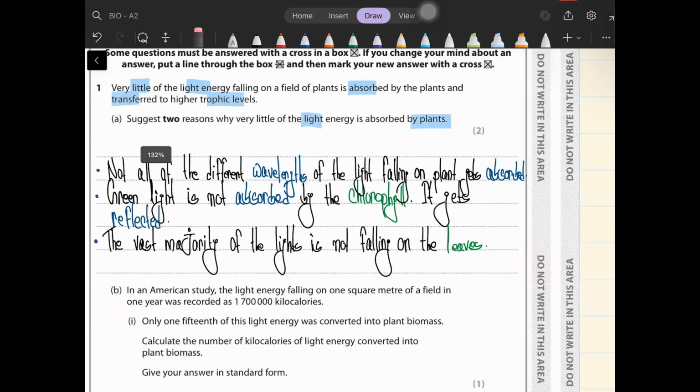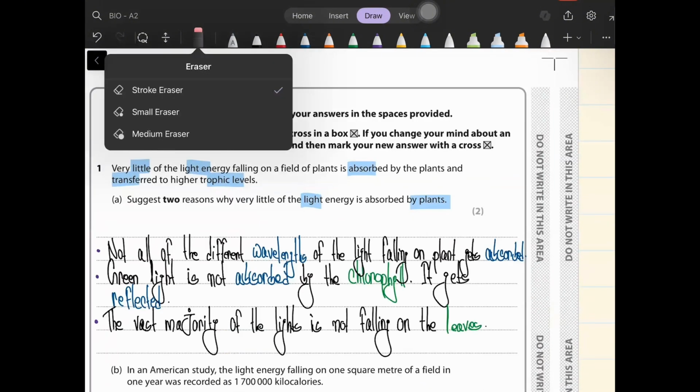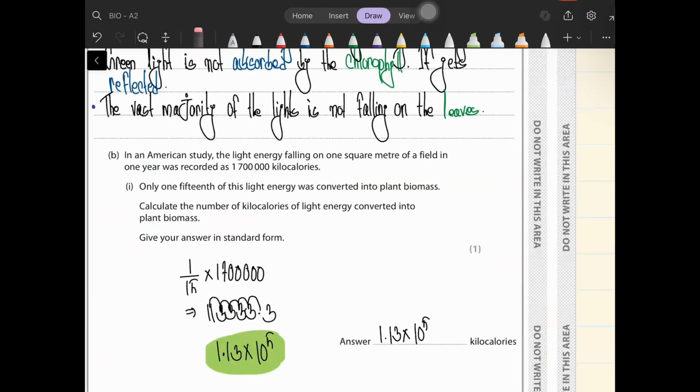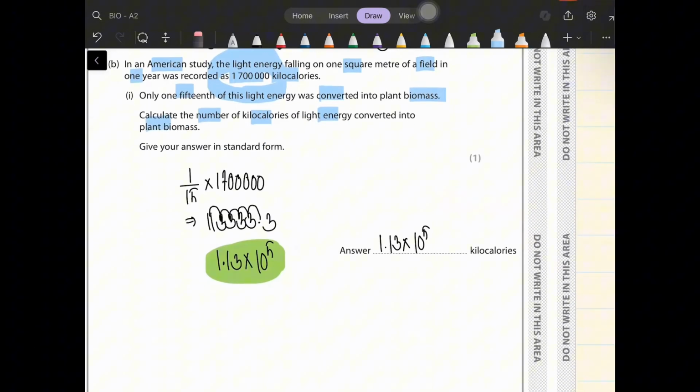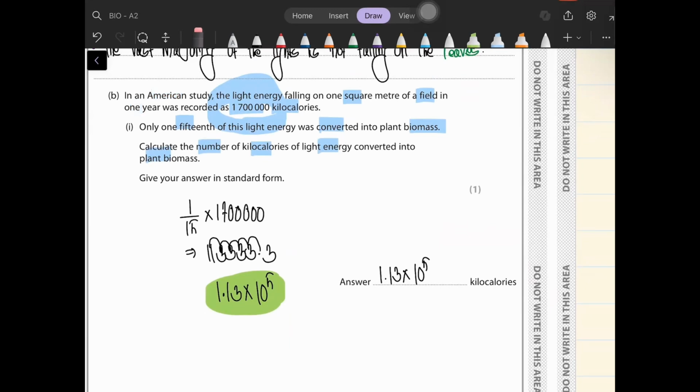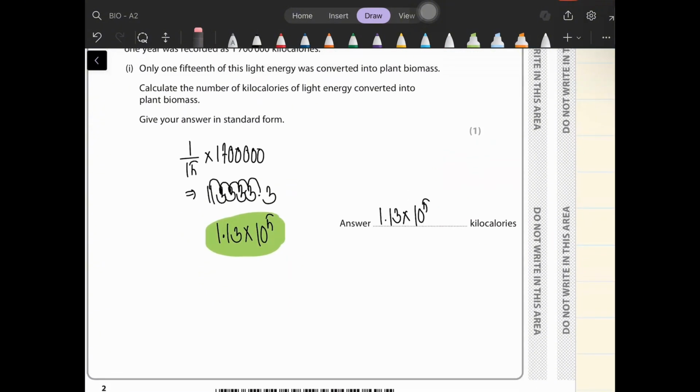Now, the next question is basically basic math, right? It says that in an American study, the light energy falling on 1 square meter of a field in 1 year was recorded to be this many kilocalories, right? And 1/15 of this light energy was converted into plant biomass. Calculate the number of kilocalories of light energy converted into plant biomass. So it's basically simple math. You do 1/15 of that entire number to get the light energy that was converted into plant biomass.